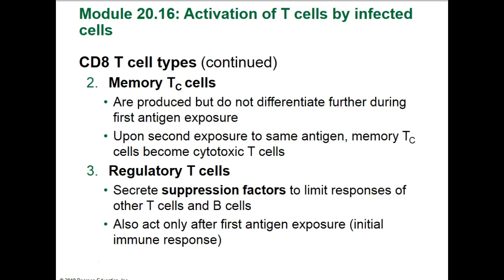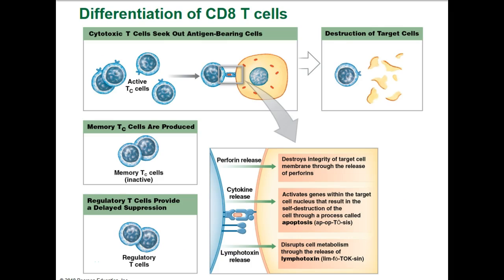Okay, the memory T cytotoxic cells are produced, but they do not differentiate further, at least at first exposure of the antigen. And at the second exposure to the same antigen, these memory T cytotoxic cells become full cytotoxic T cells. The regulatory T cells, they secrete suppression factors that limit responses of the other T cells and B cells. They act only after the first antigen exposure. So this shows all of the possibilities with these cytotoxic T cells.